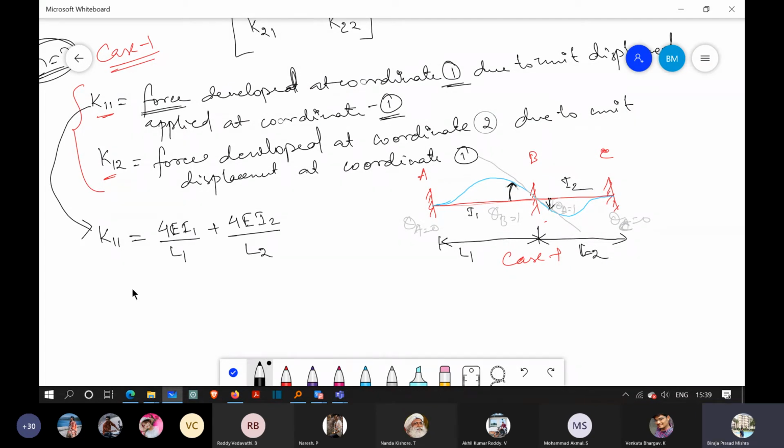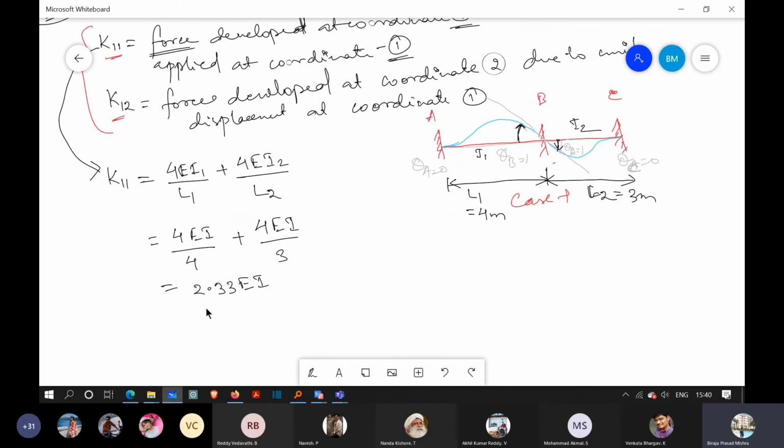So this will be 4E into I, and L1 is 4 meters and L2 is 3 meters, right? So 4EI by 4 plus 4EI by 3. Okay, so in total you will get it as 2.33 EI.